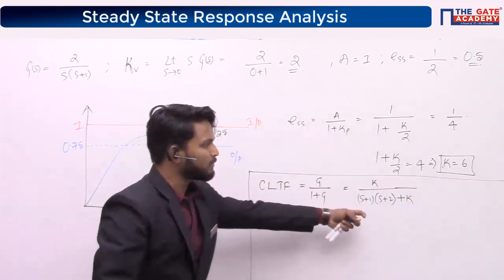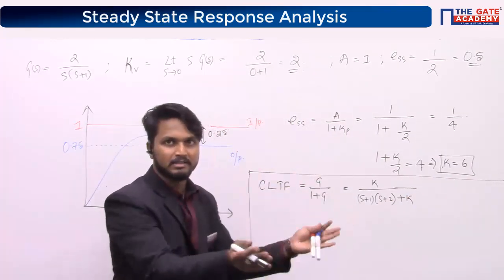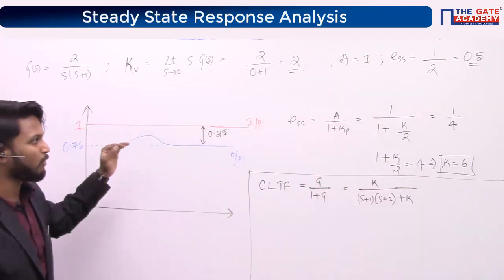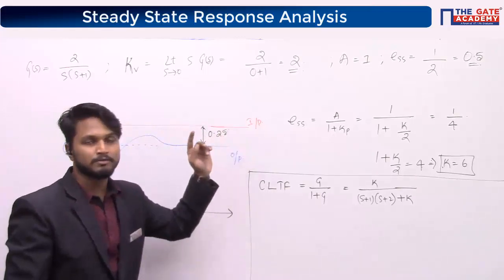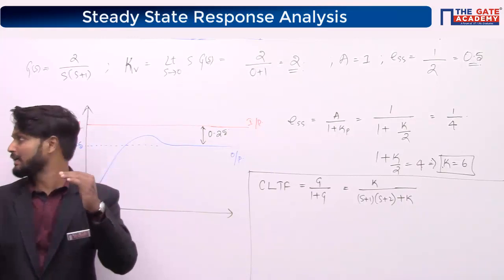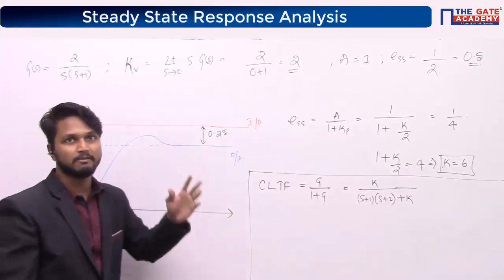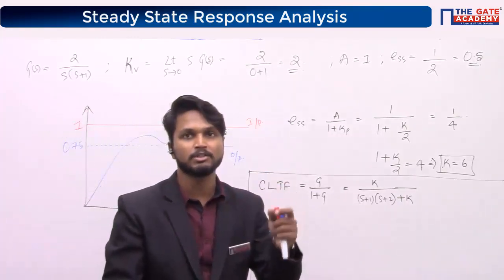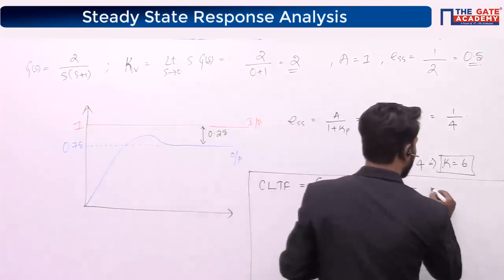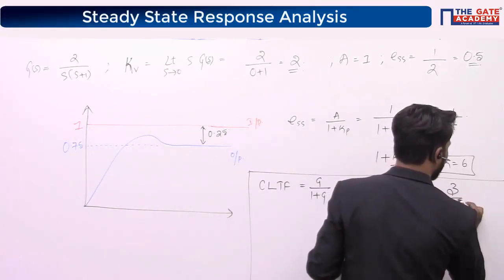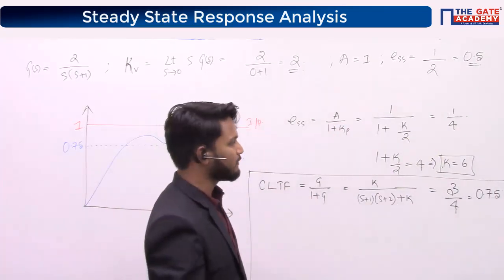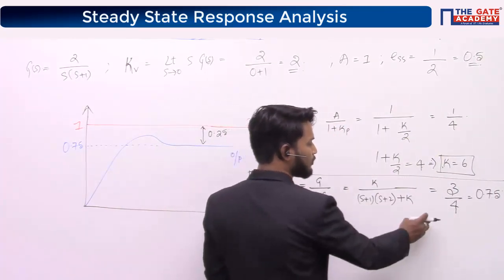So to this particular system, this is the entire system, right? We are giving a unit step input of magnitude 1, and we are getting a steady state value of 0.75, which means after feeding a DC input of magnitude 1, we are getting a DC output of magnitude 0.75, which means the DC gain is how much? 0.75 divided by 1, that is DC gain is 0.75. You can write it as 3 by 4, right?